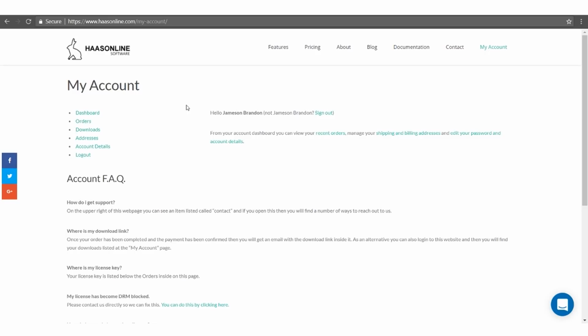Congratulations, you've gotten yourself all set up with the Haas online trading bot and you're ready to go. Now all you have to do is log into your account and you'll see under the Downloads tab all of your downloads, your license key, and all the information that you need to take the next step and start using your brand new trading bot.